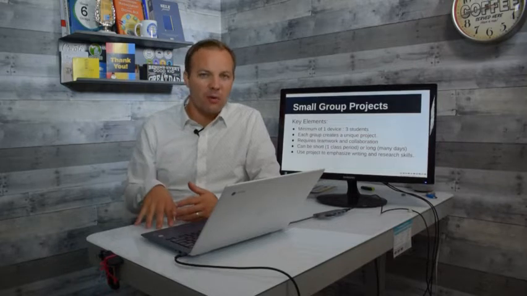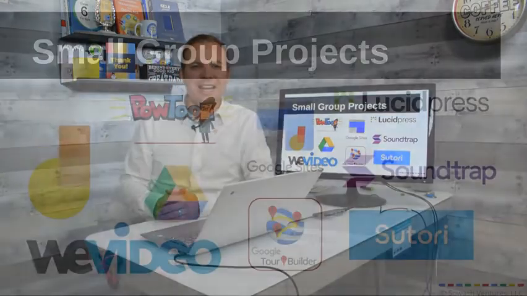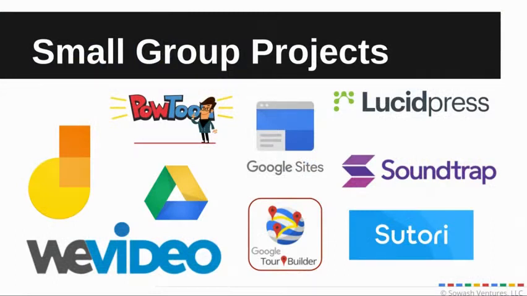So these projects work really, really well for social studies, language arts, certainly science as well. Here's some of my favorite tools for facilitating these group projects. We've got videos as a good option here, so Powtoon and WeVideo are all very good. If you're interested in audio, Soundtrap is a good option. Soundtrap is a collaborative audio recording and editing tool, kind of similar to GarageBand, but multiple students can work on it simultaneously. Lucid Press is great for graphic design, kind of like Microsoft Publisher or Adobe InDesign.